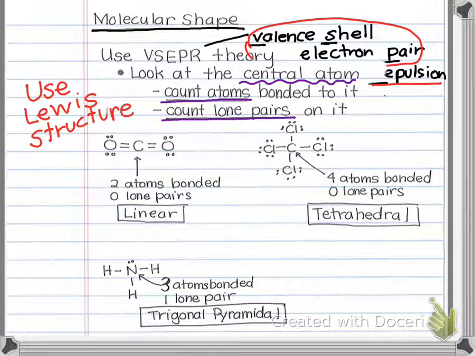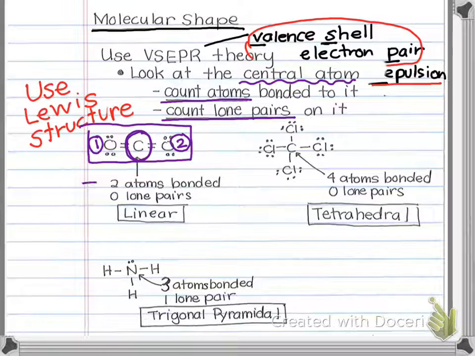So for example, in the carbon dioxide right here, I would look at the carbon in the middle, and I see it has two atoms attached to it, 1, 2, and looking at the carbon, there are 0 lone pairs. Now I know there's lone pairs on the oxygens, but for VSEPR, I'm just looking at the carbon atom. This is a linear shape. I'll show you how we can determine it. Don't worry about that right at this moment.